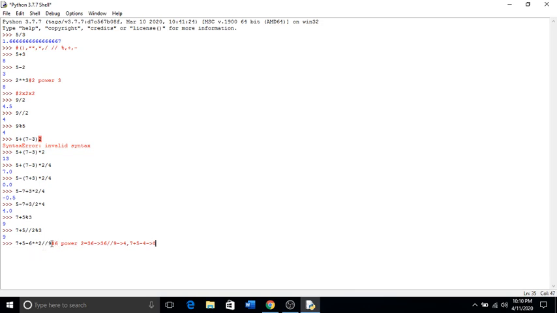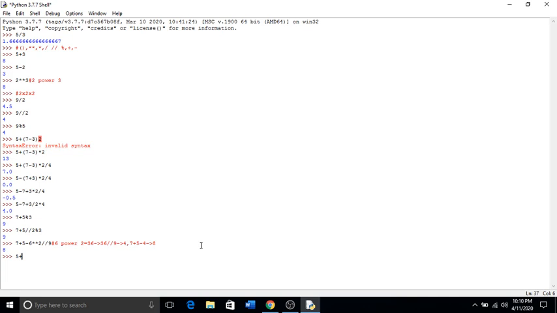So the coming part will not be executed. This arithmetic operation will be performed. So the answer will be 8. So you can see the answer is 8. So these are the basic concepts. Just try this one yourself.